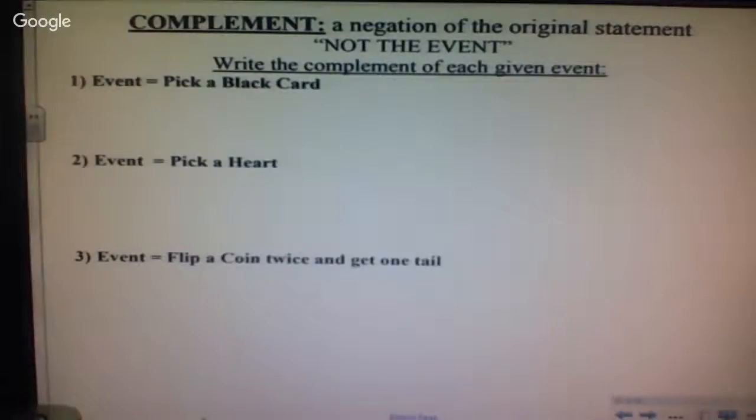Okay. So we have some things called the complement of the event. When I'm asking for the complement, it's what they don't want. It's not the event. So think about it. Event 1, they want us to pick a black card. What is the opposite, or what else can I pick besides a black card? Red card. A red card is your complement. It's what they're not looking for.